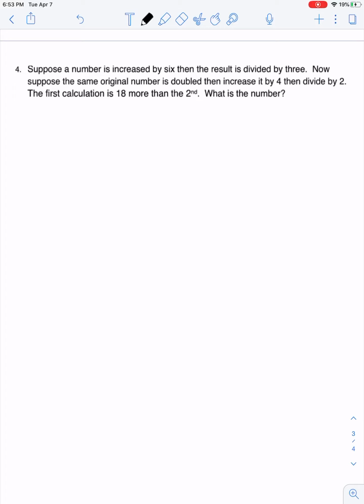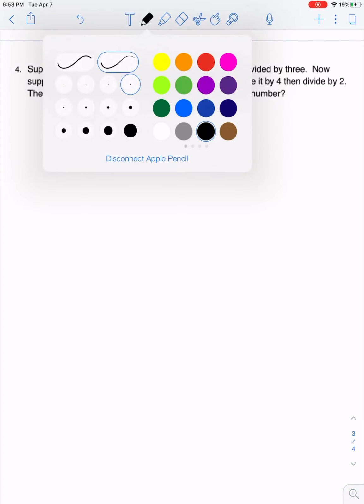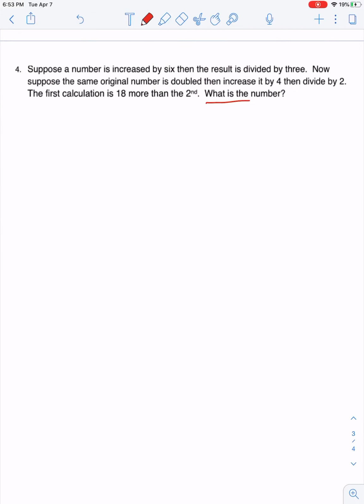So when I'm doing a question like this, the first thing I look at is what is the final question? And the final question is, what is the number? And so that's the thing I'm trying to find. That's what I'm going to let my variable be. So let x be the number.